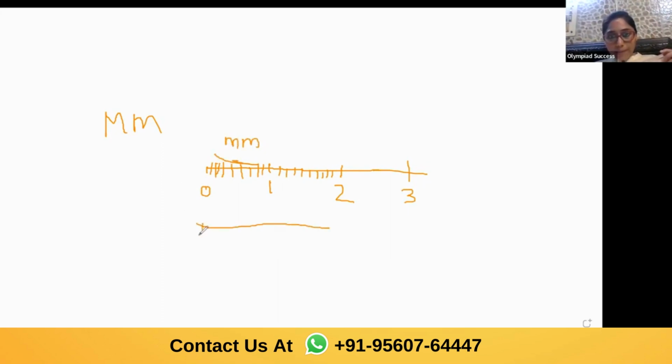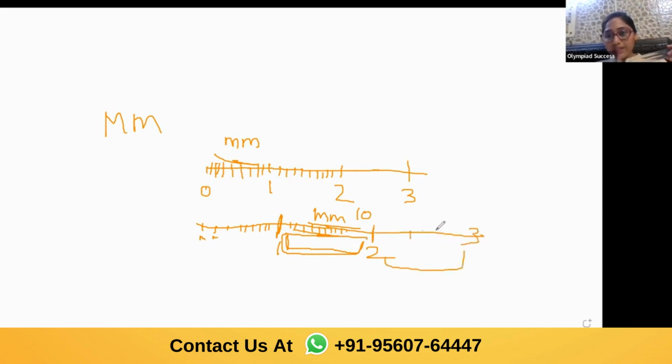1 millimeter, 2 millimeter, 3 millimeter, 4, 5, 6, 7, 8, 9, and then 1 comes. Then 1 millimeter, 2 millimeter. So these smaller lines are millimeter. So how many millimeter are there in 1 centimeter? 10. Between 1 and 2, we have 10 millimeters. Then between 2 and 3, we have 10 millimeters. Is that clear?